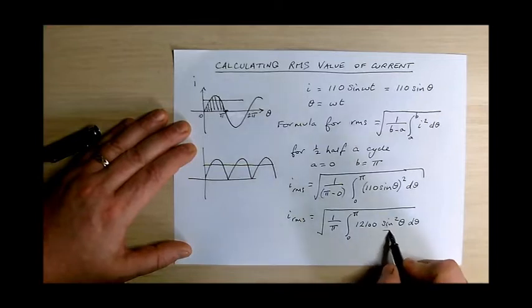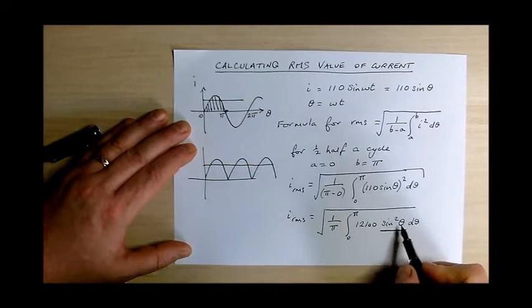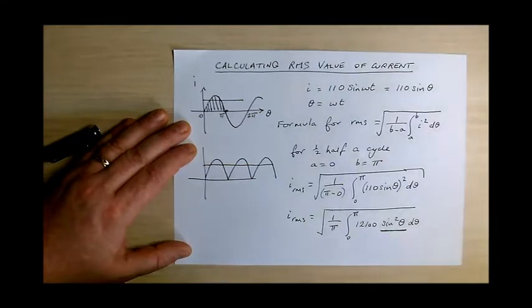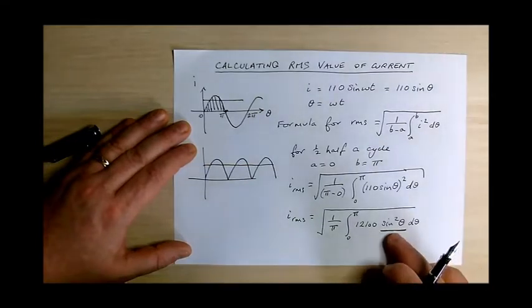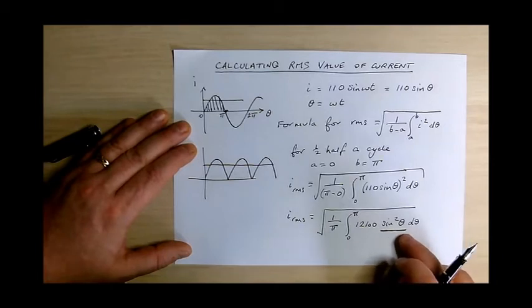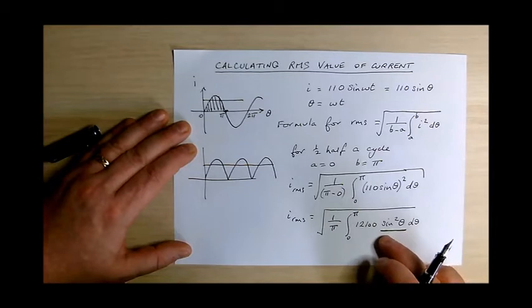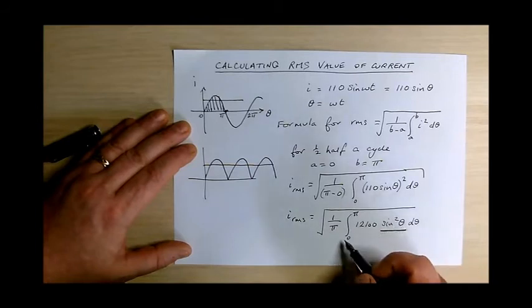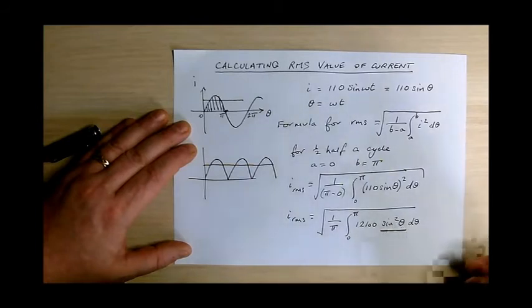Now this bit here, we have to do something with, because we can't integrate it when it's squared. So we have to express it as a different function. By using trigonometry, we can express sine squared of an angle as another trig function that doesn't involve a squared value, and therefore we can integrate it. So that's the next step.